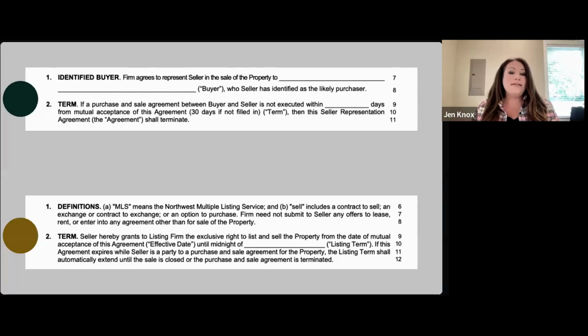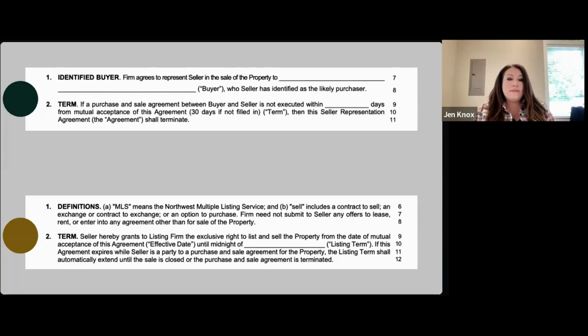When you have a listing agreement, that definition says that you're going to be putting it onto the Northwest MLS. You're going to be trying to sell it, and the firm basically needs to have this constant communication with the principal hired, right, with the seller, that you're going to try to provide and bring in a bona fide offer for that.